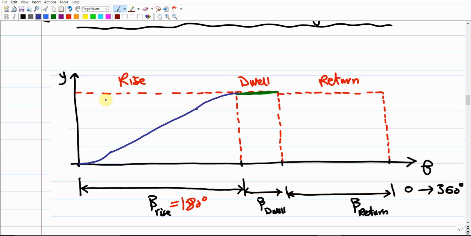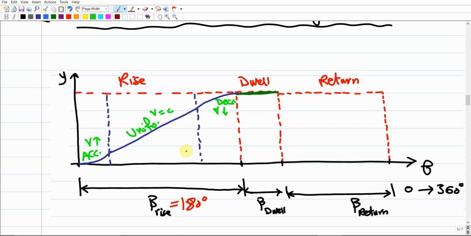So it means that the entire rise period, the entire beta for the rise event of the follower, is going to be broken down into 3 sections. In the first one we're going to have acceleration, and in the middle we're going to have uniform velocity. It means that the velocity is going to increase here, but here the velocity is going to be constant, and there the velocity is going to decrease. So that's why we're going to have deceleration in the third period.